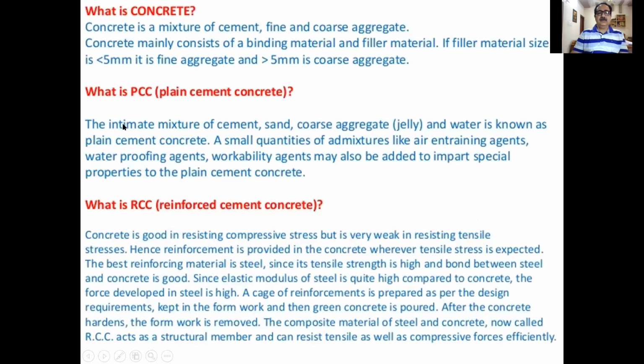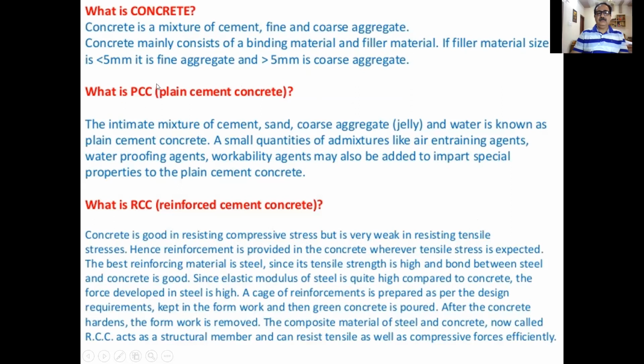Now, these are some of the definitions of concrete. Concrete is a mixture of cement, fine aggregates, and coarse aggregates. Concrete mainly consists of a binding material and filler material. If the filler material size is less than 5 millimeter, it is fine aggregate, and if it is greater than 5 millimeter, it is coarse aggregate. So the 4.75 mm sieve differentiates between fine aggregates and coarse aggregates.